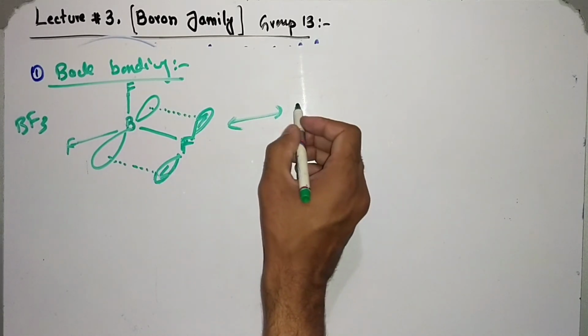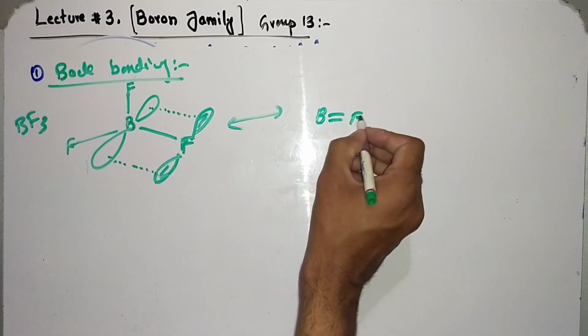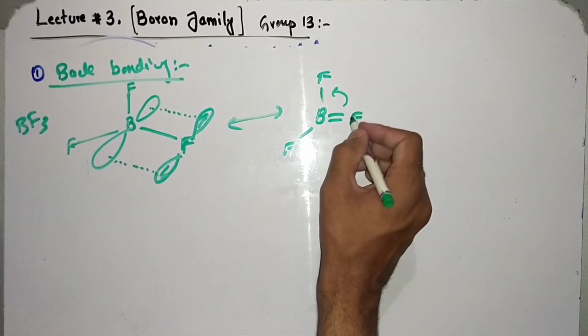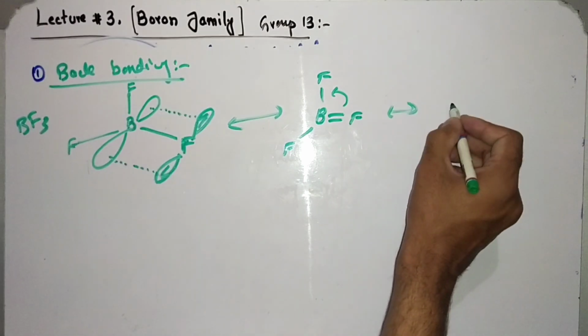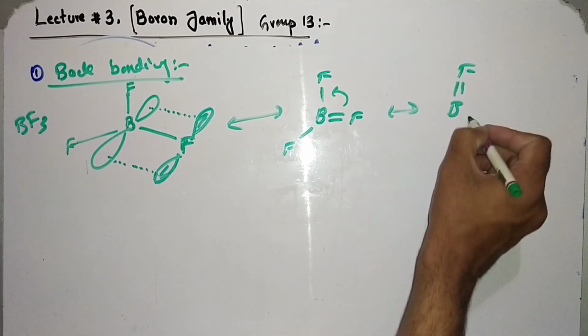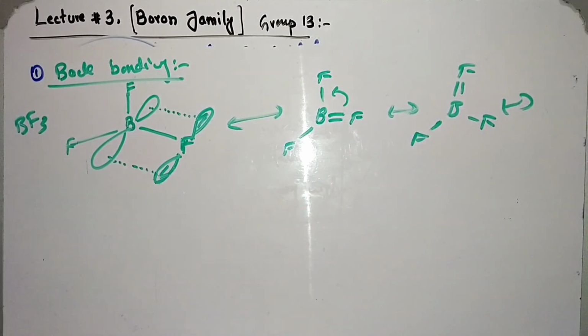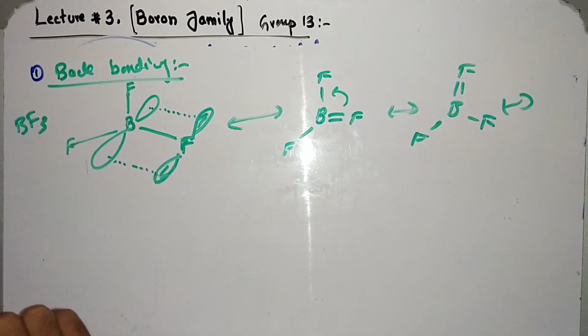The resonance will be like this. First the double bond will be present here, and after that it will shift here. It will be like this, with the fluorine double bond, so by resonance it becomes stabilized. These are the back bonding. Due to back bonding, the deficiency of the boron family compounds can be reduced.